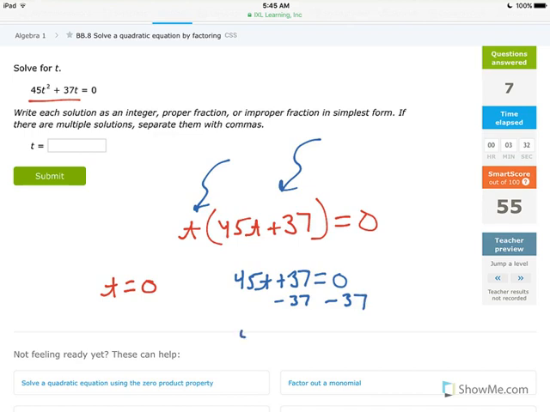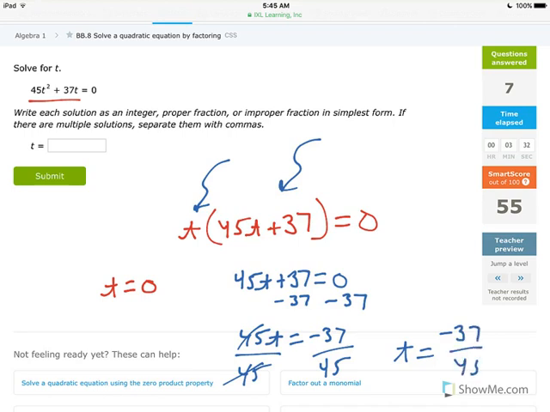So that would get you 45t equals negative 37. And then to finish getting t by itself, divide by 45. So the 45's cancel. t would be negative 37 over 45. So you have one solution, t equals 0, and your second solution.